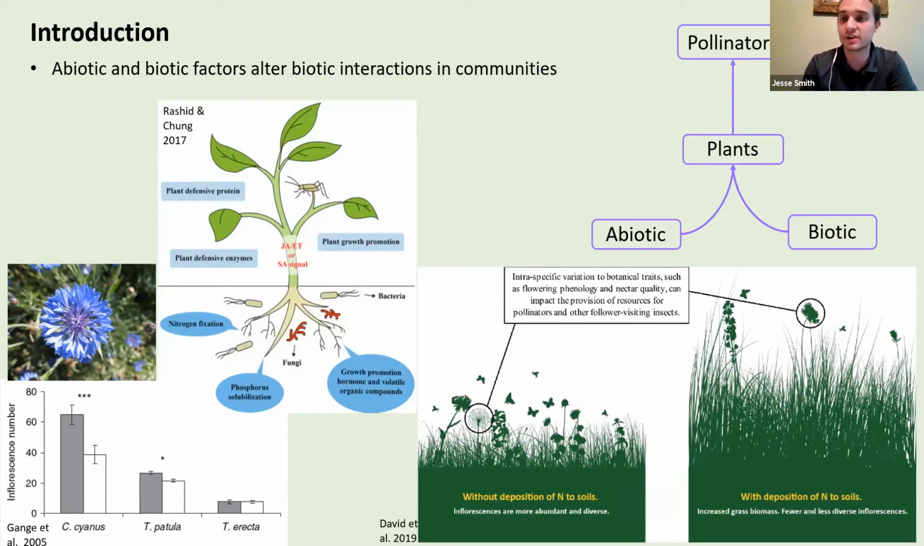Other studies have shown that plants growing in various environments can have differing amounts of, in this case, herbivory that occurred on the plants. Ultimately, we can see this multi-tier level of interactions where abiotic and biotic components of the environment affect plant growth, and that could possibly impact pollinators. That is a very general breakdown of what the background is for my research.